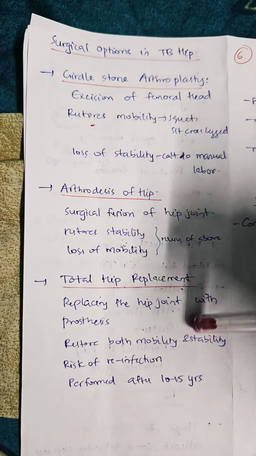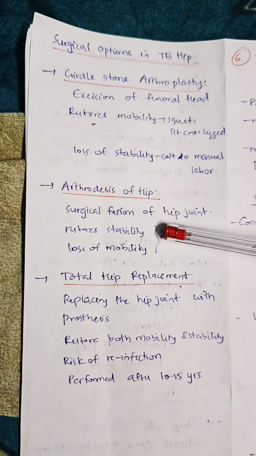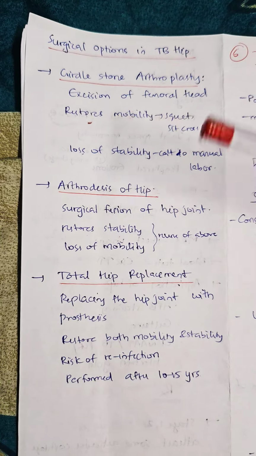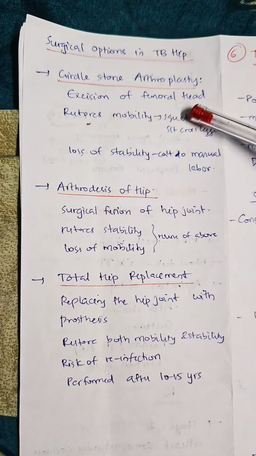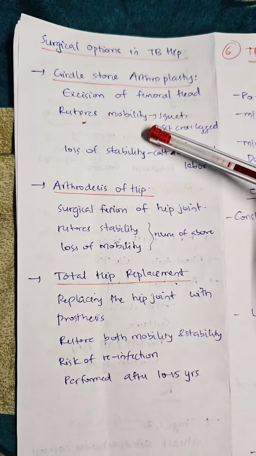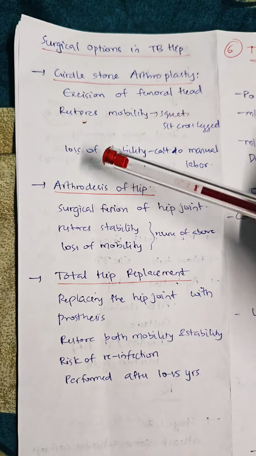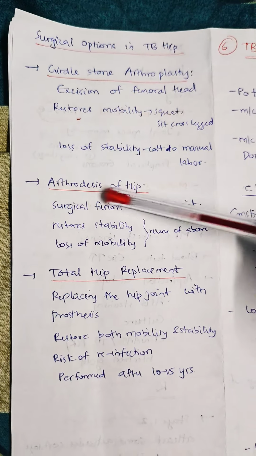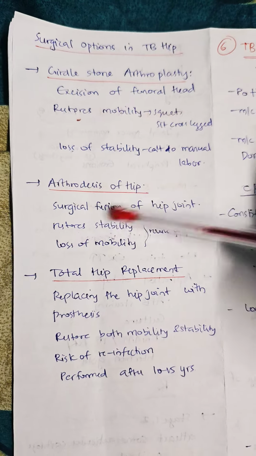There are 3 surgeries which are done: Girdlestone arthroplasty, arthrodesis of hip, and total hip replacement. In Girdlestone arthroplasty, there is excision of the femoral head, and that restores the mobility, but there will be loss of stability. In arthrodesis of hip, there is surgical fusion of the hip joint.